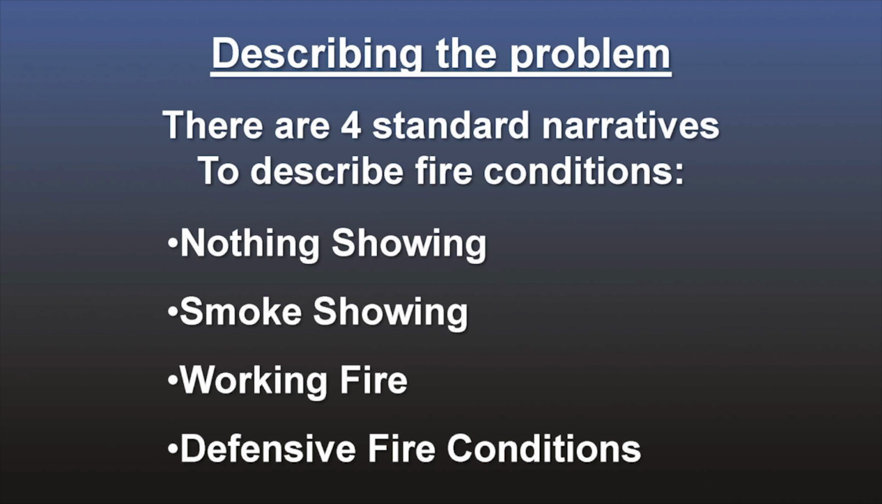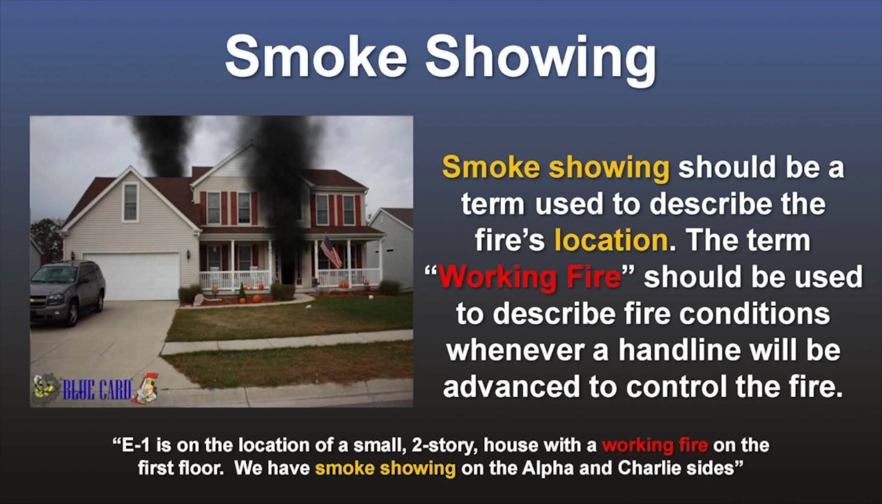There are 4 standard narratives that we use in the fire service to describe the fire conditions. They are nothing showing, smoke showing or light smoke, working fire, and defensive fire conditions. Smoke showing. Smoke showing should be a term used to describe the fire's location. The term working fire should be used to describe the fire conditions whenever a handline will be advanced inside to control the fire. An example of the communication would sound like this. Engine 1 is on location of a small 2-story house with a working fire on the first floor. We have smoke showing on the Alpha and Charlie sides.